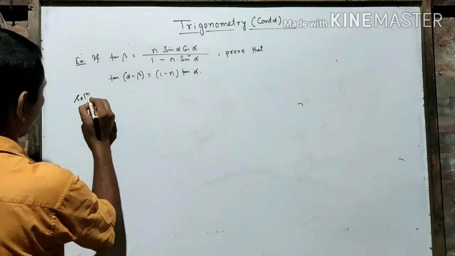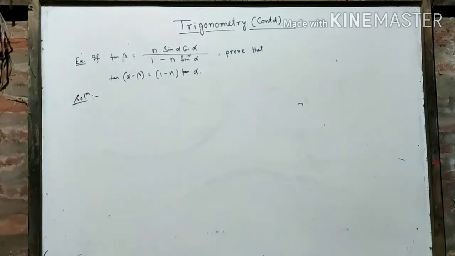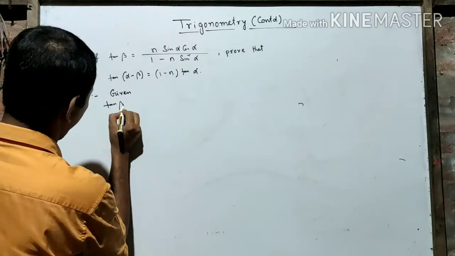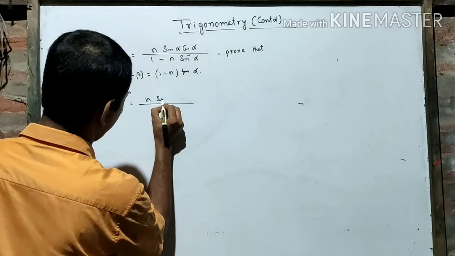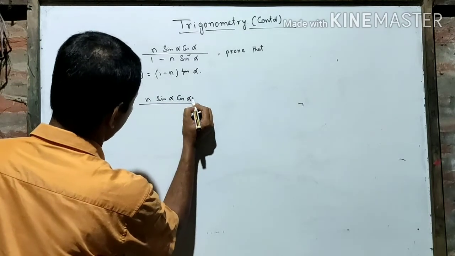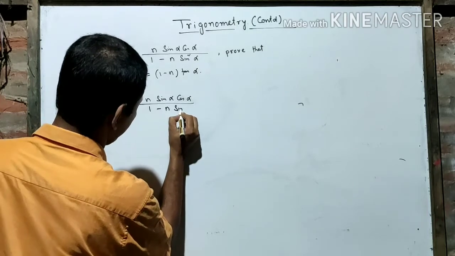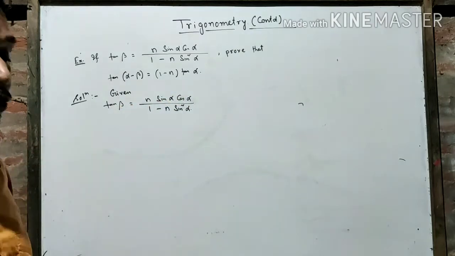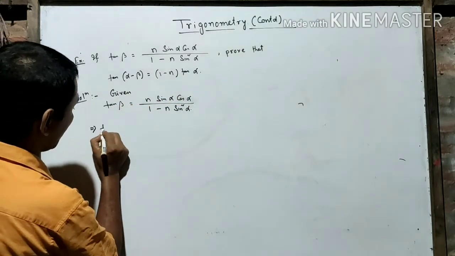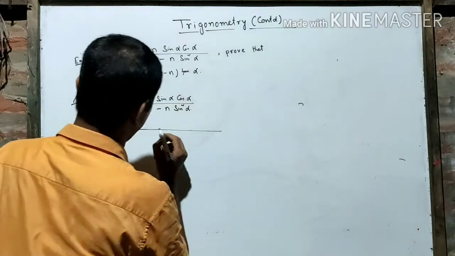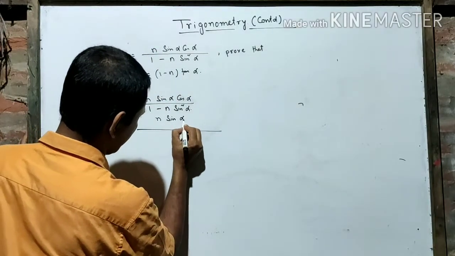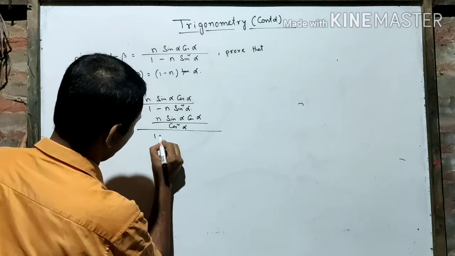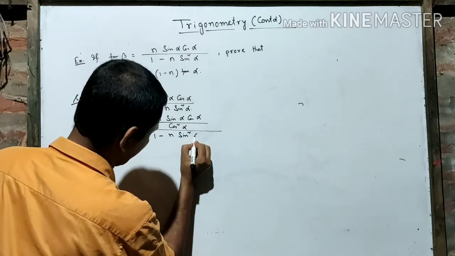Okay. Now first of all we will arrange the given condition. Given tan beta is equal to n sin alpha cos alpha divided by (1 minus n sin square alpha). If we divide both numerator and denominator on the right hand side by cos square alpha, so n sin alpha cos alpha divided by cos square alpha. We may divide both numerator and denominator with the same quantity, there is no harm.